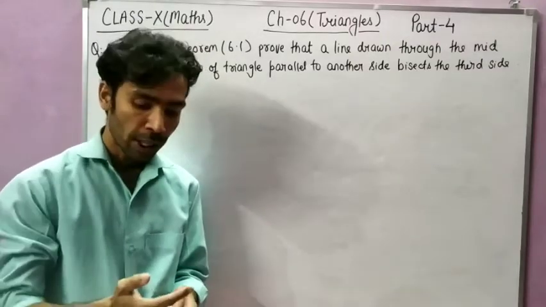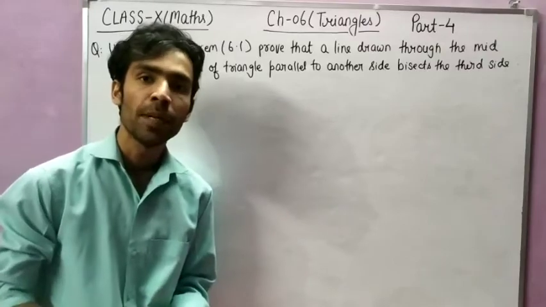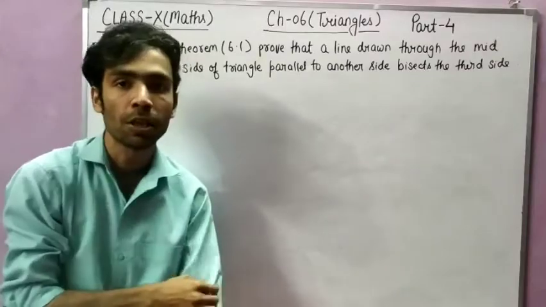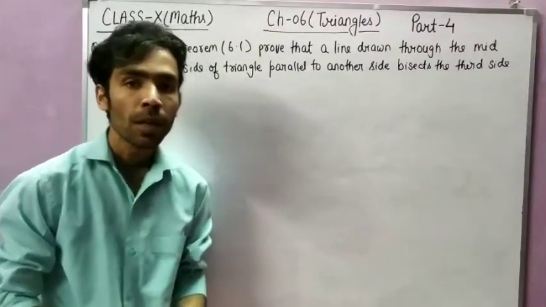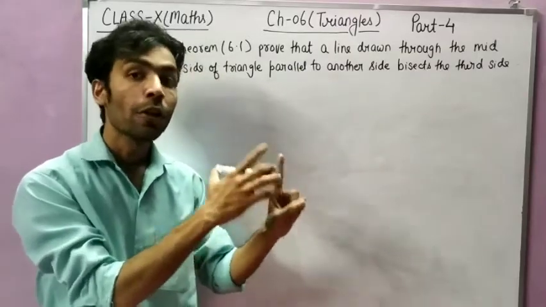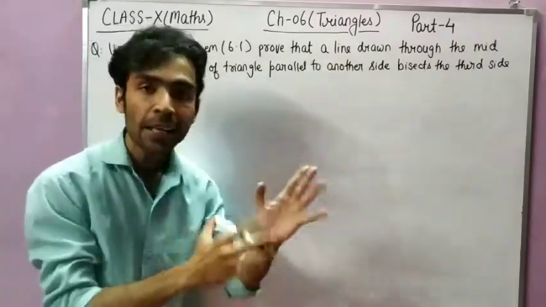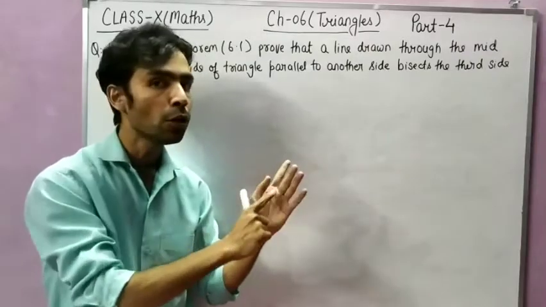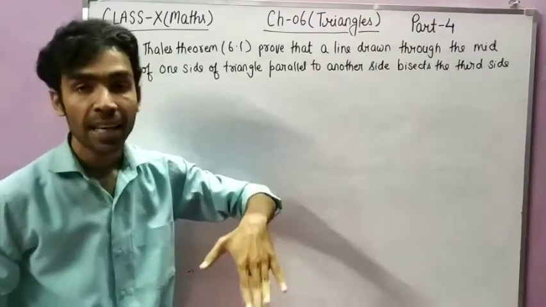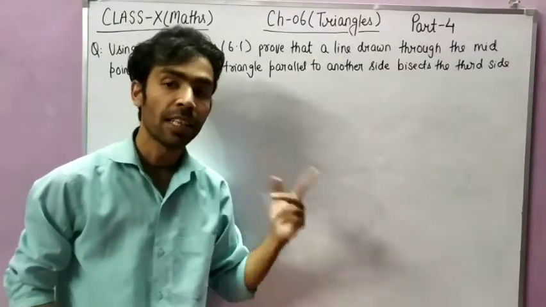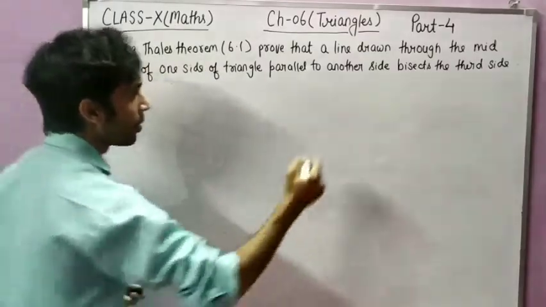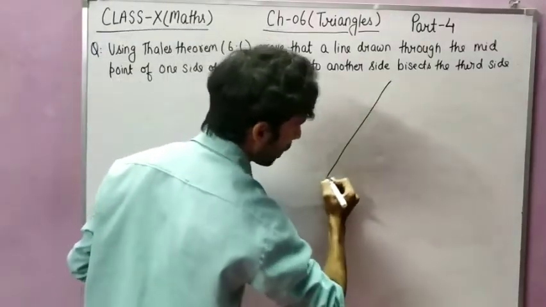In class 9th you have studied the midpoint theorem and the converse of midpoint theorem. So actually it is the converse of midpoint theorem. What was the converse of midpoint theorem? If a line drawn from the midpoint of one side of the triangle parallel to another side bisects the third side. So first we will draw the diagram. What is the question saying, what we have to prove.